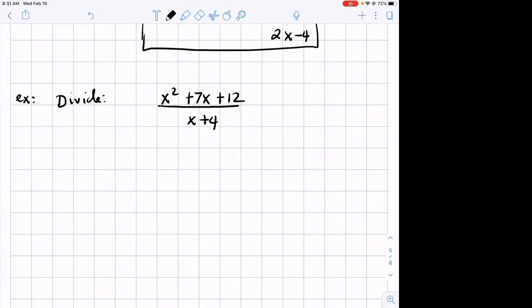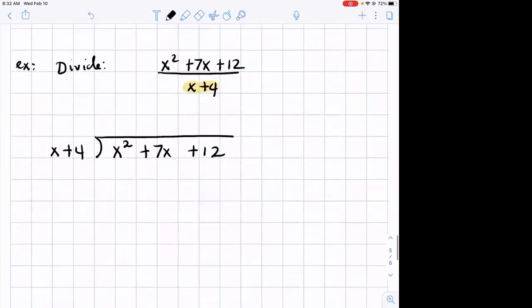So once again, my divisor here is a binomial. So anytime it's not a monomial, we can perform long division. So if I set this up, we have x plus 4. And there are no missing terms in the numerator, so we have x squared plus 7x plus 12. Now, remember, scrap work, very important, scrap work.